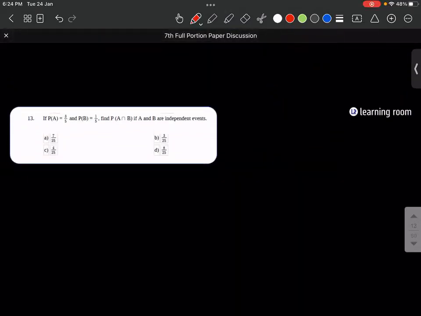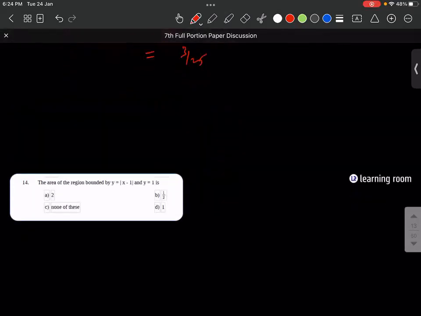P of A is 3 by 5. P of B is 1 by 5. P of A intersection B is how much? If A and B are independent, P of A intersection B is equal to P of A into P of B. Multiply both, that will be the answer. So 3 divided by 25 should be the answer.